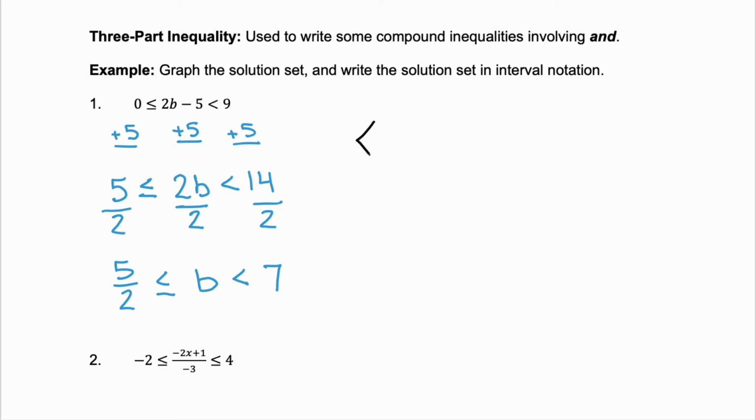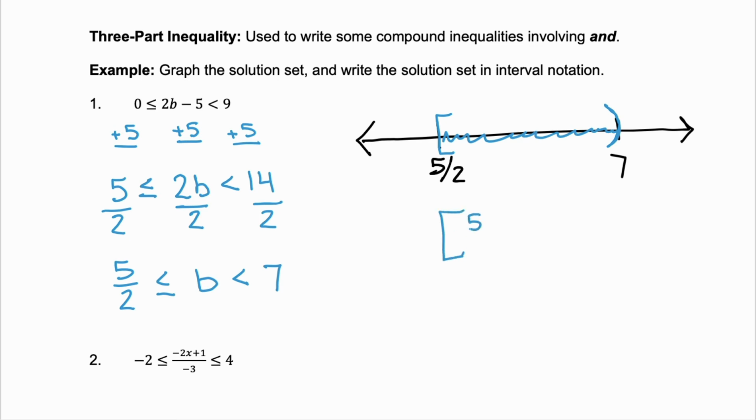So if we draw our number line, we have 5 halves on the left, and we have 7 on the right, and b is in between 5 halves and 7, with a bracket at 5 halves because of the inequality here. B is greater than or equal to 5 halves, and parentheses at 7 because it's strictly less than. And look, it spits out that interval for us. It's 5 halves through 7.